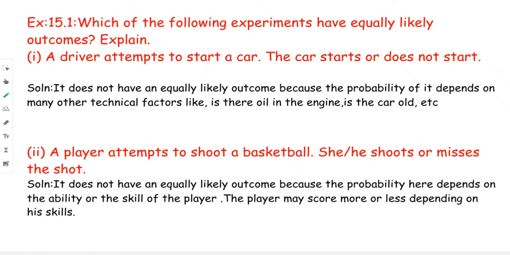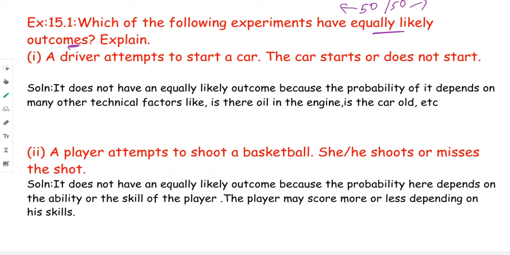We are doing chapter 15, probability. Let us have a look at question number 2. Which of the following experiments have equally likely outcomes? What does this mean? Equally likely outcome means a 50% chance: 50% it will happen, 50% it will not happen. So I hope that clarifies it.